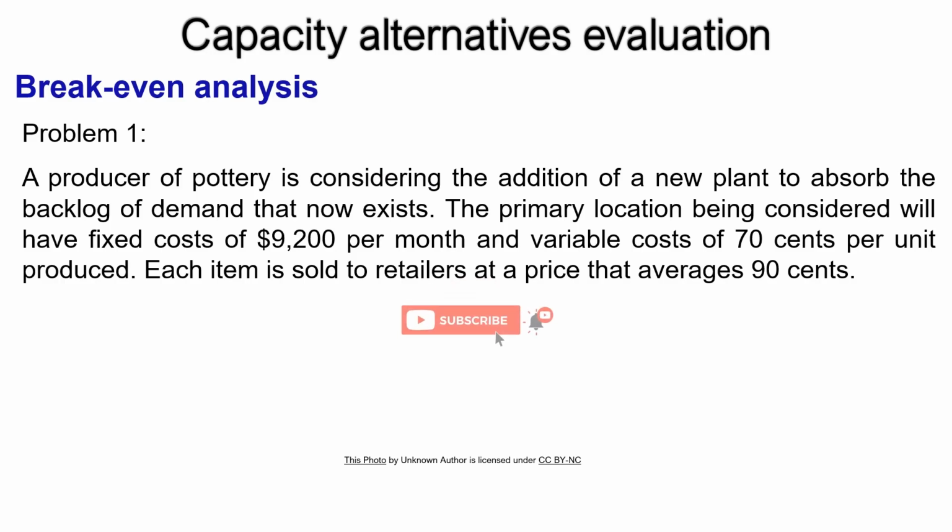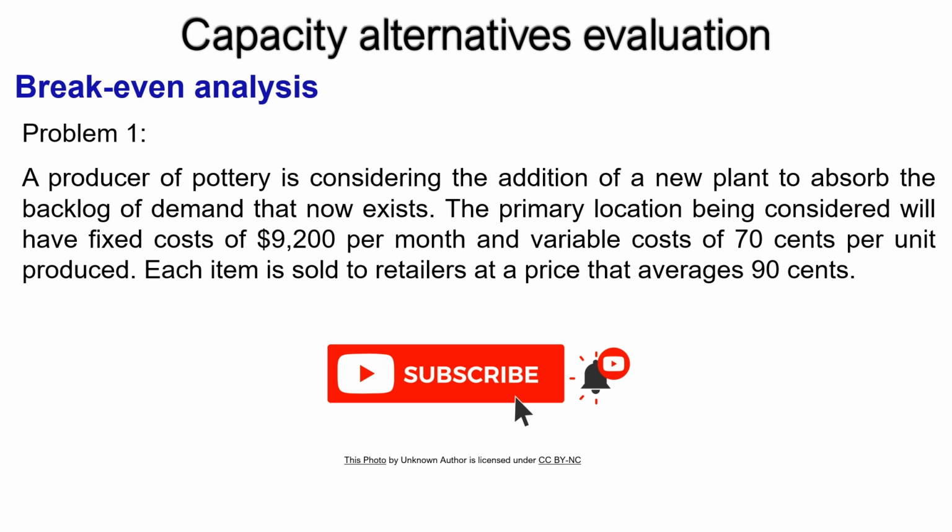Problem 1. A producer of pottery is considering the addition of a new plant to absorb the backlog of demand that now exists. The primary location being considered will have fixed costs of $9,200 per month and variable costs of 70 cents per unit produced. Each item is sold to retailers at a price that averages 90 cents. Solve the following questions.